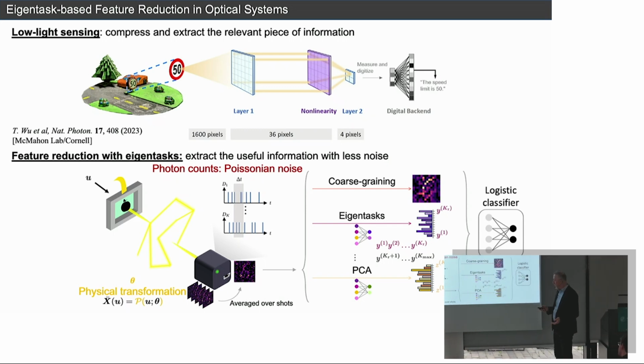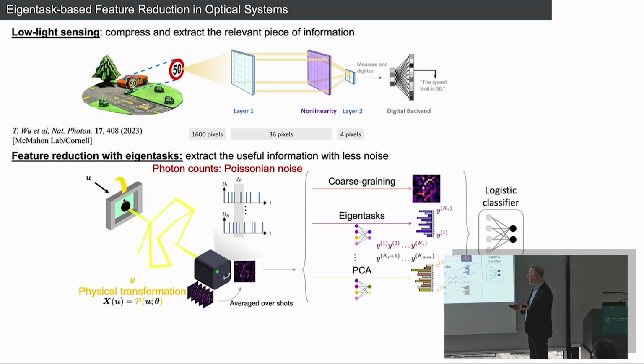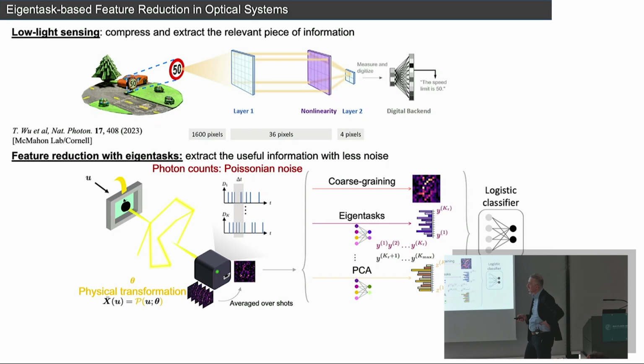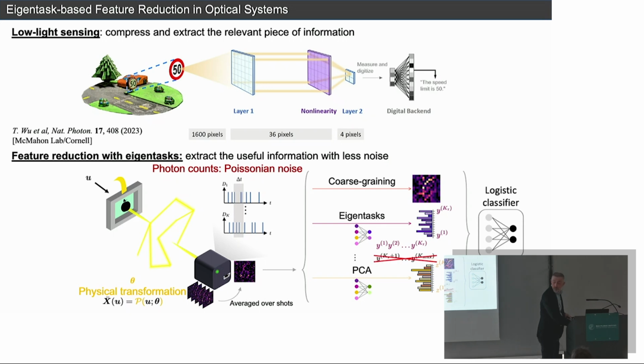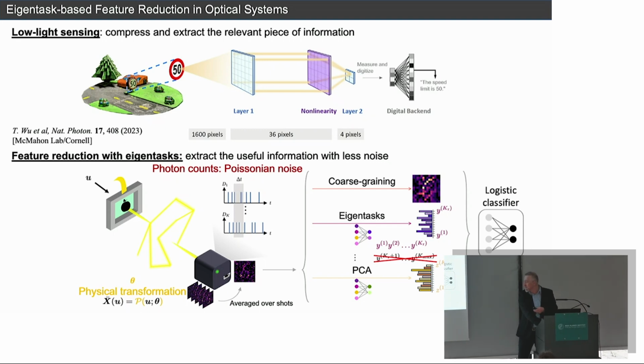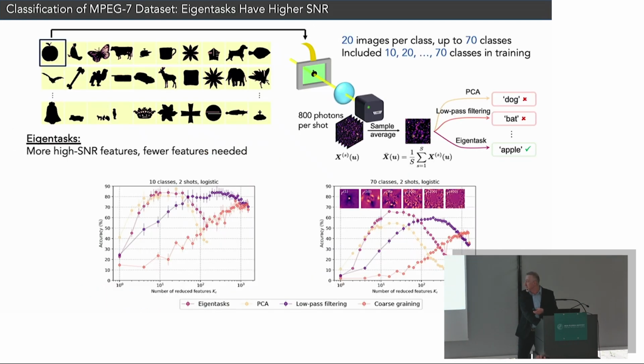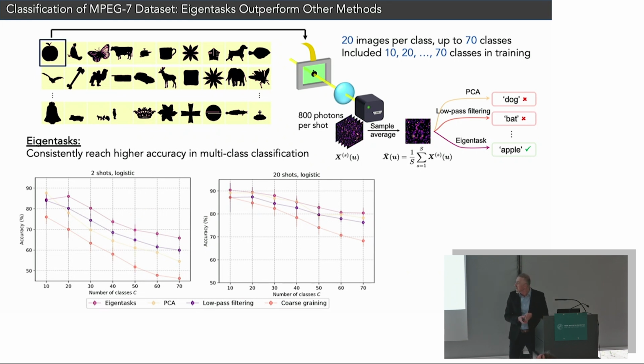Now we want to use feature reduction through eigentasks, and compare it with standard feature reduction methods in optics and vision pipelines: coarse graining, PCA, and so on. So what we would like to do is calculate these many eigentasks from experiments, then get rid of some of them and use the high signal-to-noise ratio eigentasks. I think I should skip this.